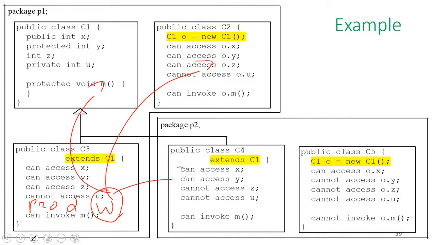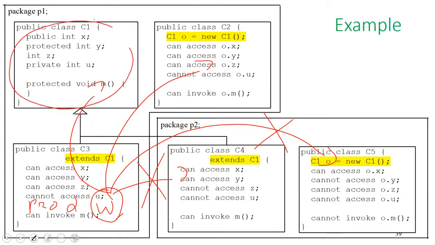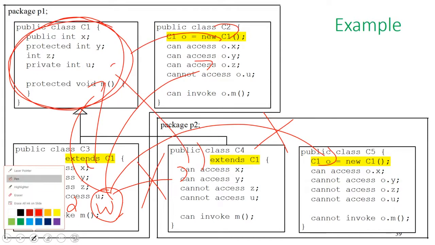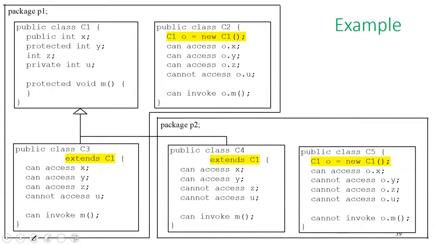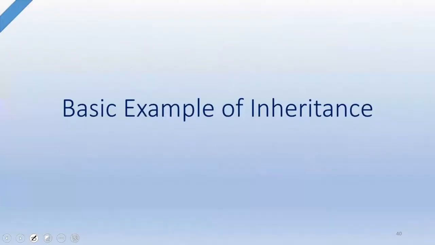Can C4 access it? No, cannot access it because C4 is not subclassing C3. It's not a subclass of C3, and they are not in the same package. Can C5 access it? No, because C5 has no connection also to C3, and it's not in the same package. So C4 and C5 cannot access that attribute from C3 for the same reason. Okay, so that chart here is really focused on, hey, this is my origin class, okay? And then I look at how different classes in different scenario can access or not, but you can flip that around, take another class as origin, the same rules are going to apply.